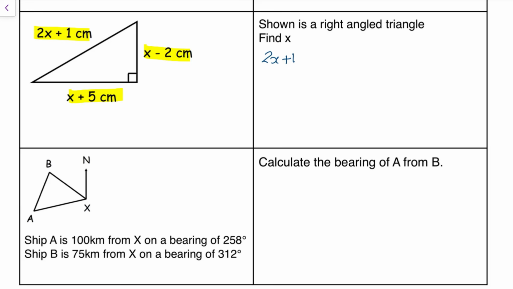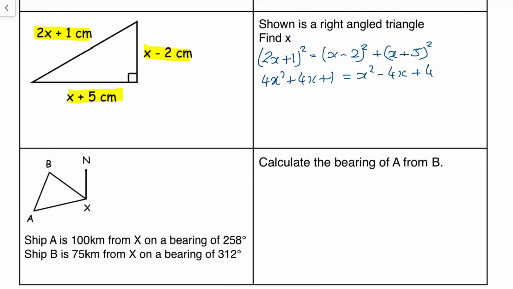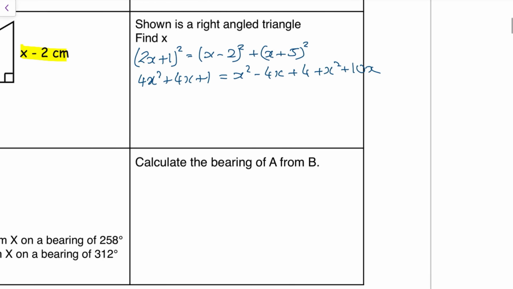So therefore 2x plus 1 squared, the hypotenuse, is equal to the other side squared plus the other side squared. Expand carefully. So 4x squared plus 4x plus 1 is equal to x squared minus 4x plus 4, plus x squared plus 10x, is that a minus? Yes, it is, minus 10x plus 25.